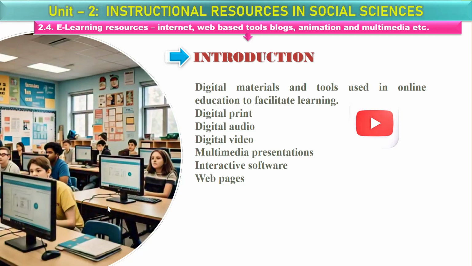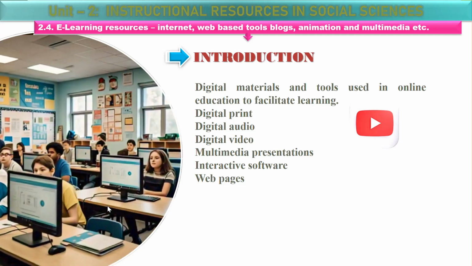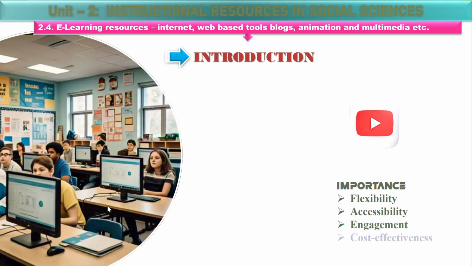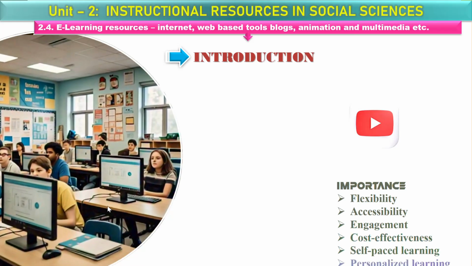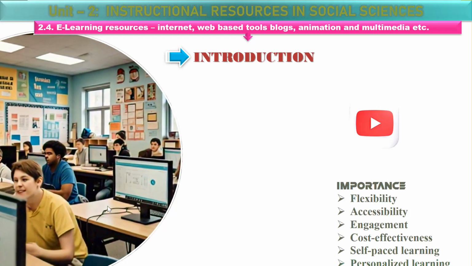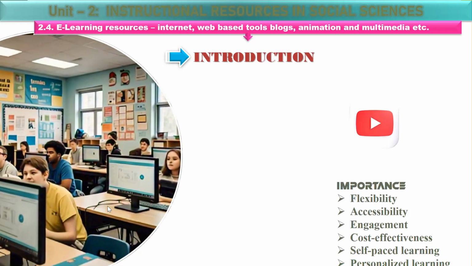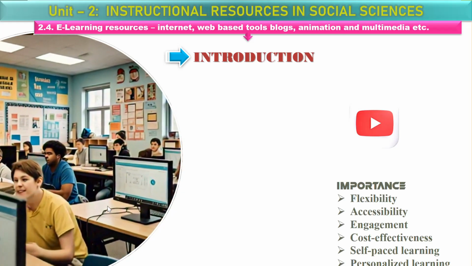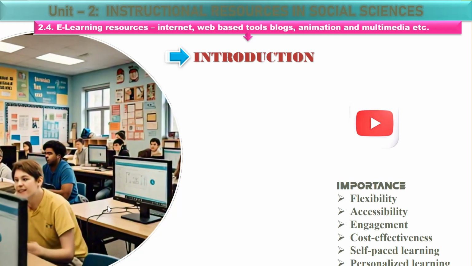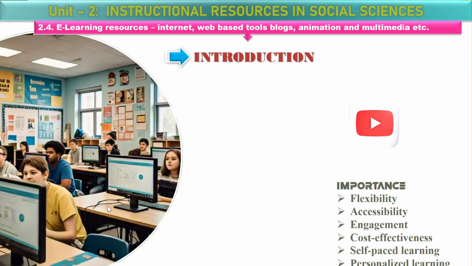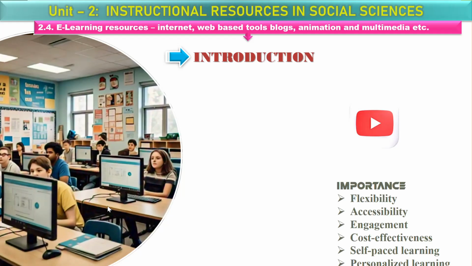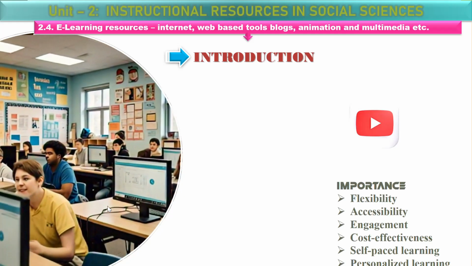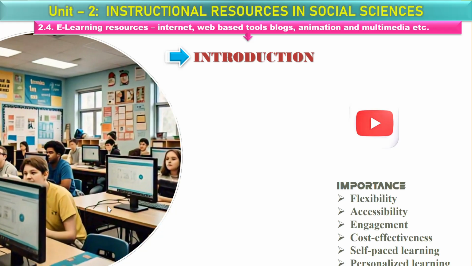So what are the benefits of e-learning? How are they better than other resources? They are flexible, so learners can access materials anytime, anywhere. Then accessibility: e-learning materials can be accessed by a wider audience regardless of location or ability. What is required is connectivity. Then engagement: interactive and multimedia resources can make learning more engaging and enjoyable. Then cost effectiveness: e-learning can be a more affordable option than traditional classroom instruction.